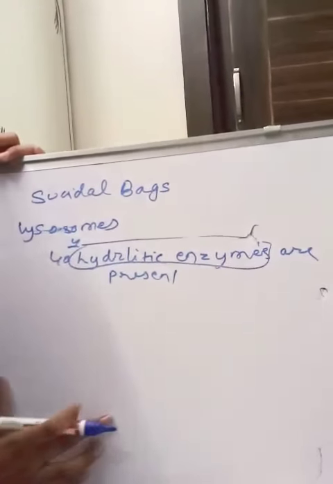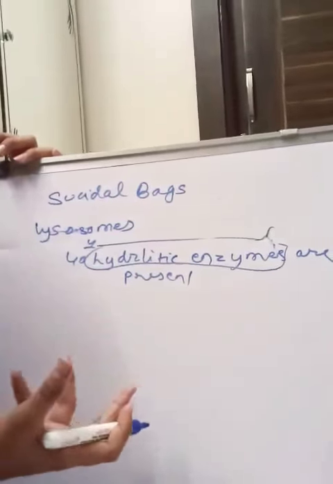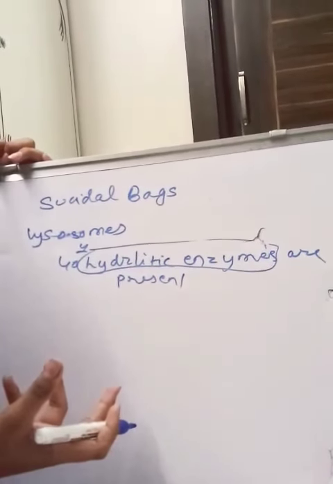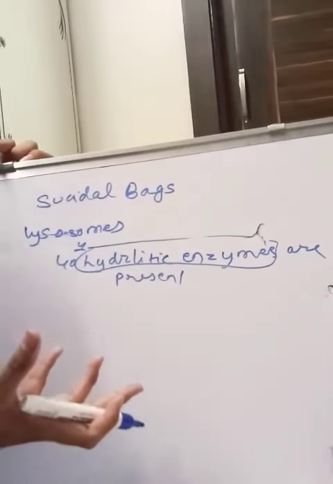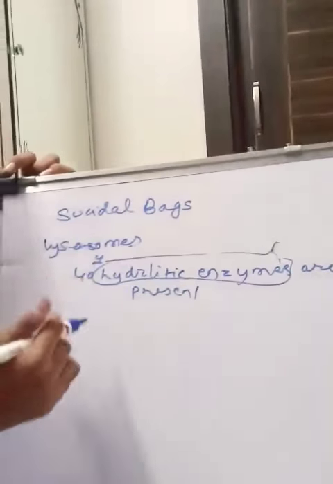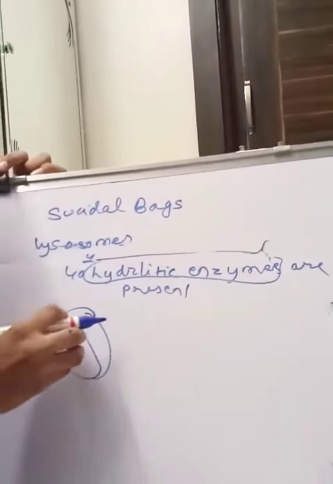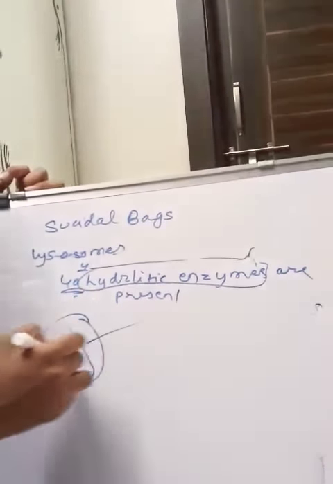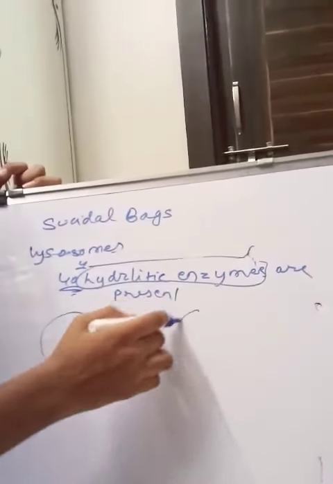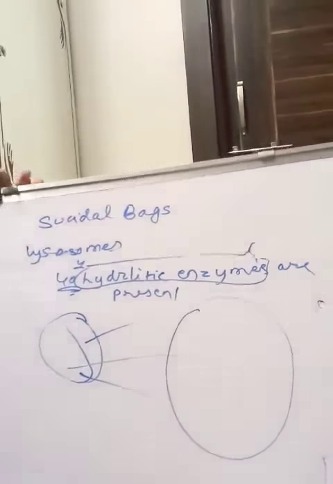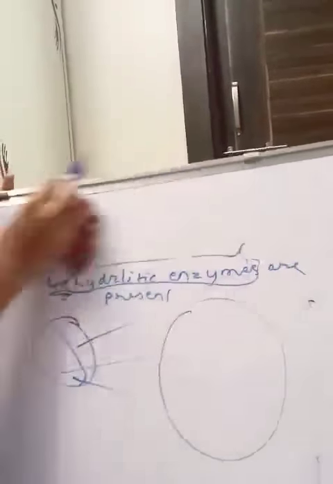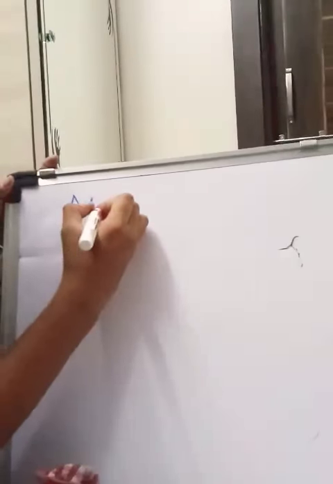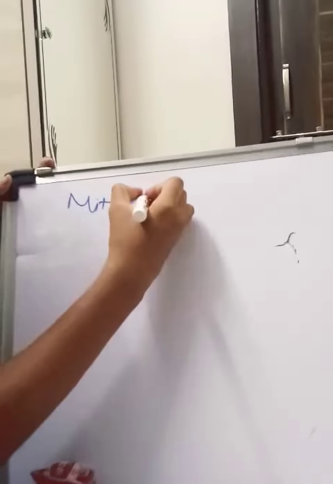Sometimes when a disturbance in a cell occurs, the lysosomes burst. Their hydrolytic enzymes move out of the lysosomes and digest our own cells. That's why they are known as suicidal bags. Comes another part, that is mitochondria.